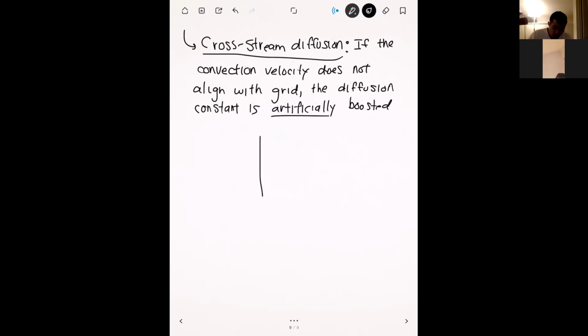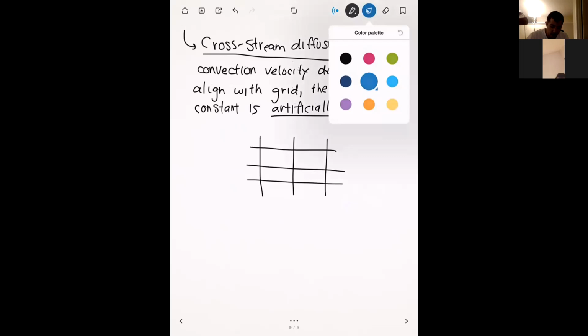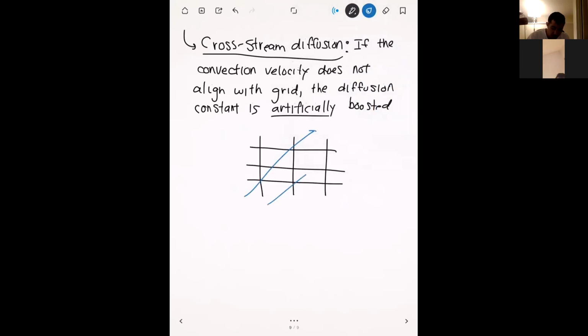And so just to draw you a picture, let's say that we have a grid that looks like this. This could be a finite difference grid or a finite volume grid. If you have a convection velocity that goes like this, then what's going to happen is we're going to have some additional diffusion that we don't want to see in the problem.